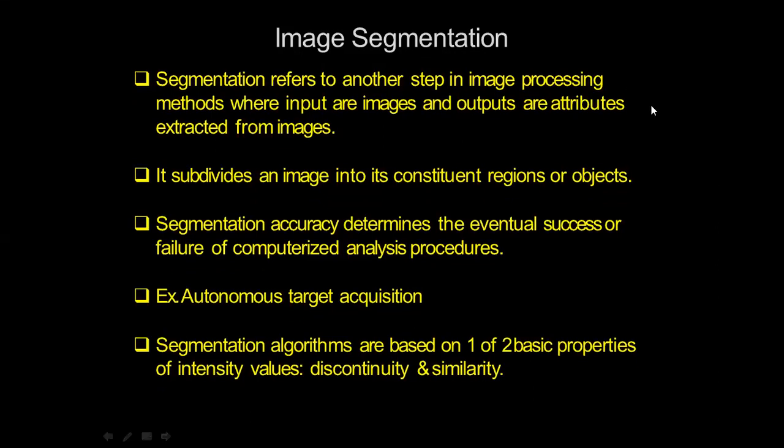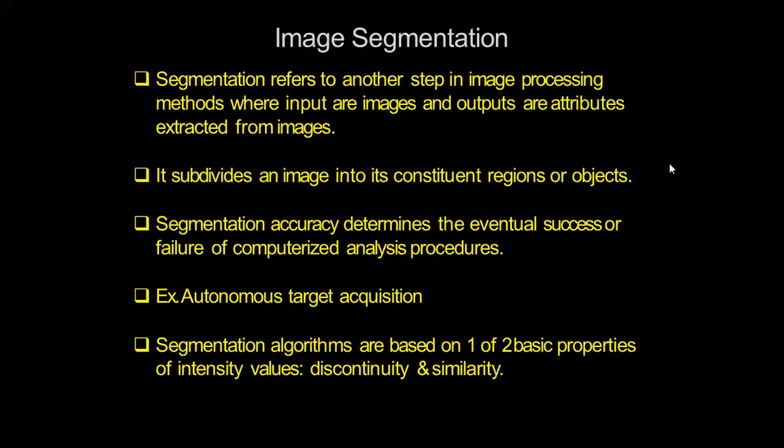So segmentation refers to another step in your image processing method where inputs are images and outputs are attributes extracted from the images. It subdivides an image into its constituent regions or objects. The accuracy of segmentation determines the eventual success or failure of your computerized image processing. This is the meaning of image segmentation. For example, autonomous target acquisition is one of the applications of image segmentation.